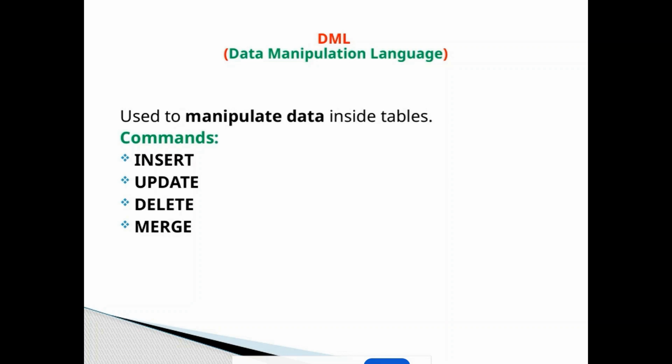Update allows us to modify existing data, perhaps changing a customer's address or updating a product price. Delete is for removing records that are no longer needed. And merge, which is a bit more advanced, helps us combine data from different sources or synchronize tables efficiently. These commands are fundamental because they enable us to manage the data effectively, ensuring our databases stay accurate and up-to-date. Remember, in the context of overall database management, DML is what keeps our data dynamic and relevant.